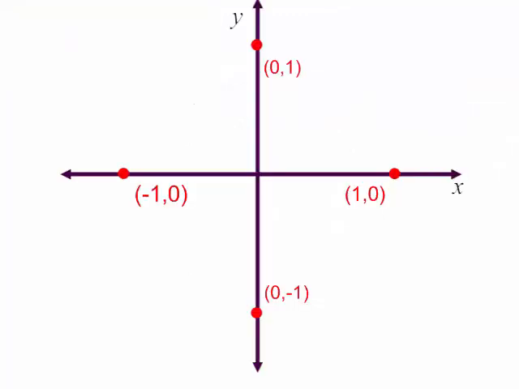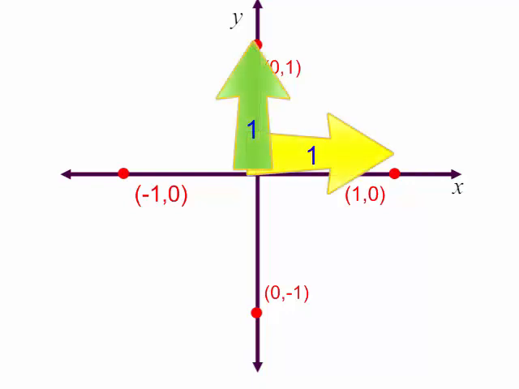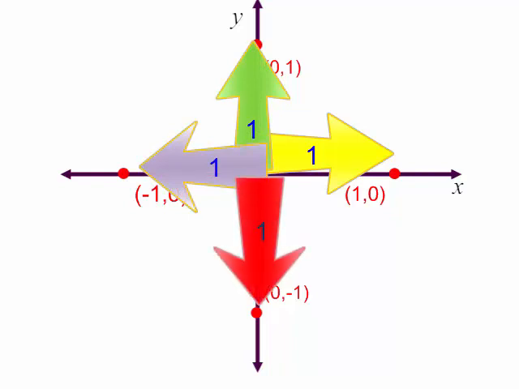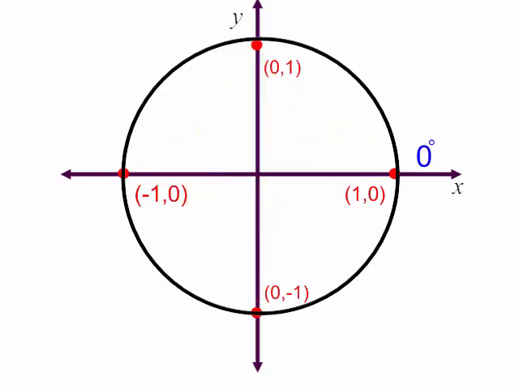You know about the x and the y axes? We are talking about the unit circle. 1 unit. This is the point 1, 0. This is the point 0, 1, negative 1, 0, and 0, negative 1. We begin at 0 degrees. And if we go all the way around the circle, yes, you've got it. A circle is 360 degrees.